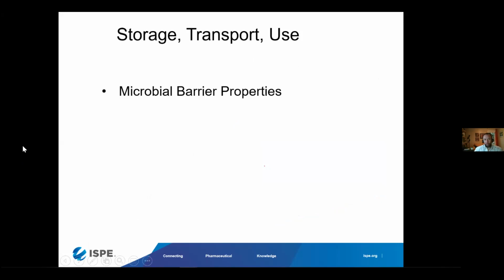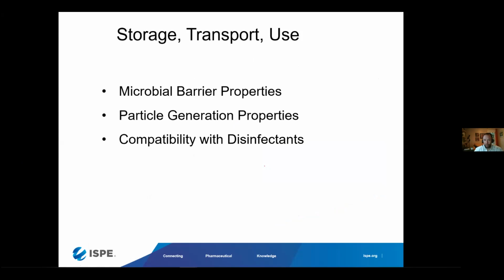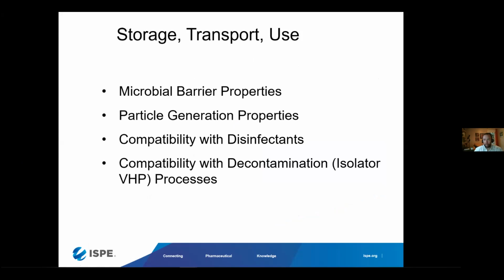So these are the attributes during storage, transport, and use that need to be considered: microbial barrier properties, particle generation, compatibility with the disinfectants, and lastly, compatibility with VHP, vaporized hydrogen peroxide decontamination, if you're using a RABS, restricted access barrier system, or an isolator filling line. So this is really the advantages of that Tyvek over the cellulose paper. So take a look at the equipment, how it's being wrapped and prepared, and these different attributes during the process.